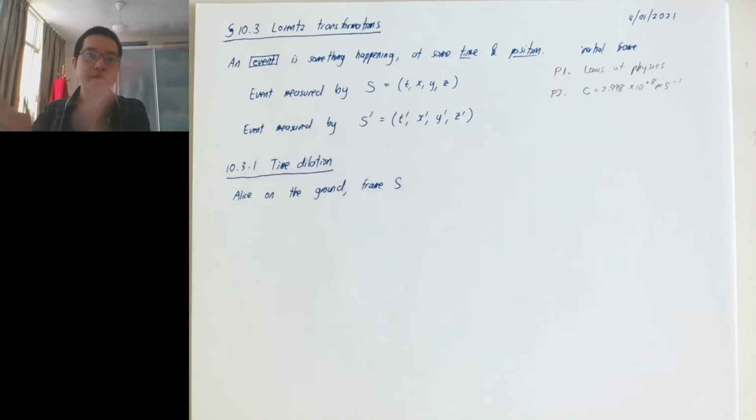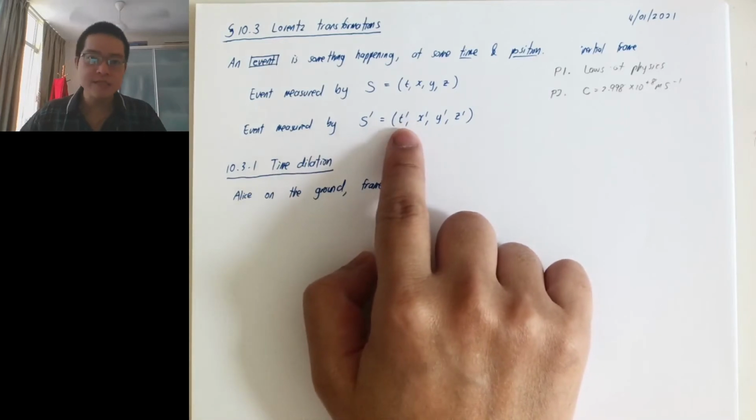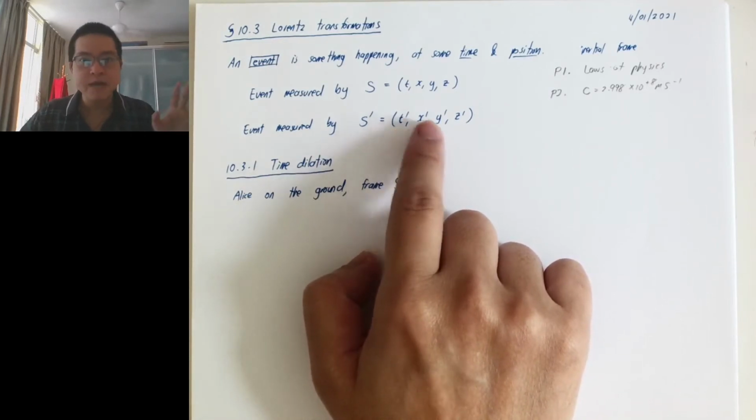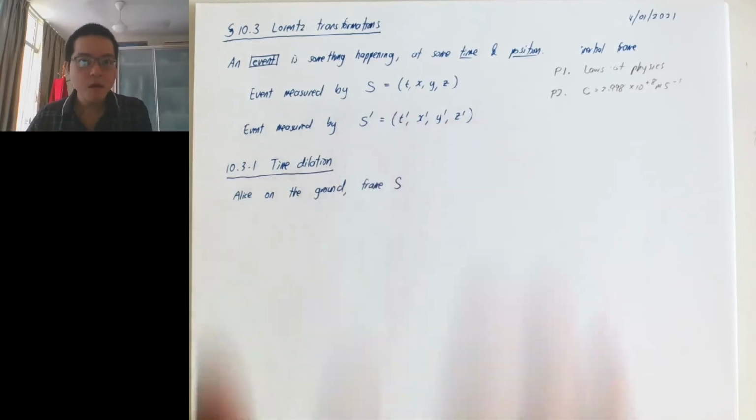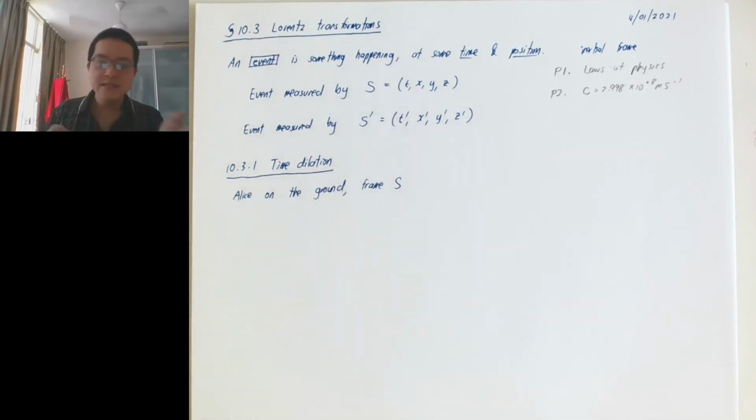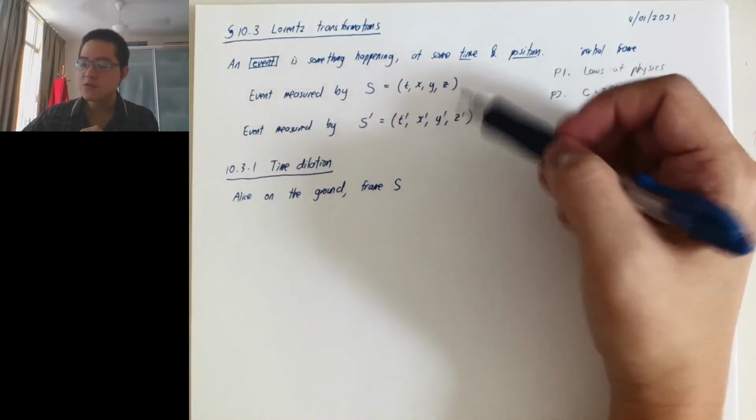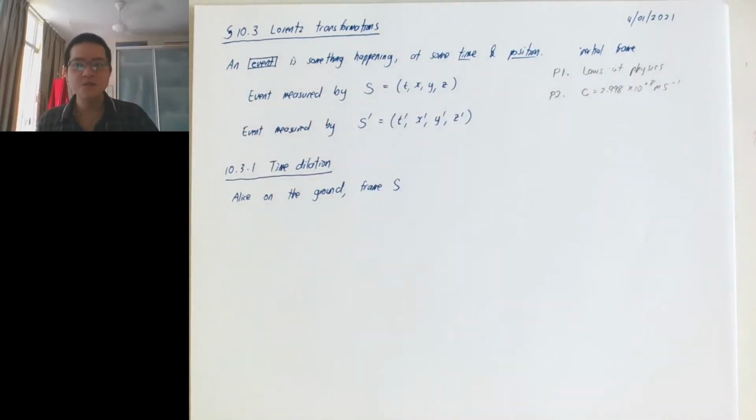Okay, so the event measured by Alice will have a certain time and a certain position, but Bob is moving relative to Alice, so his coordinate system is different from Alice's. So Bob's coordinate system will be some other numbers, t prime, x prime, y prime, z prime. Okay, so Alice and Bob will measure different coordinates, and right now we want to see how these two are related to each other. So now we go to time dilation.